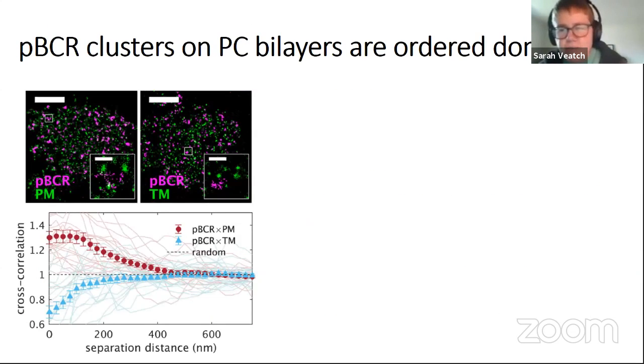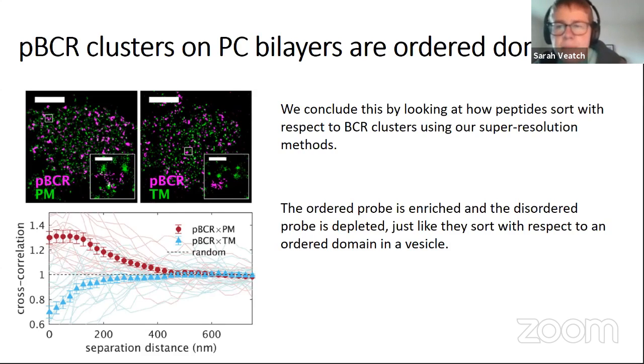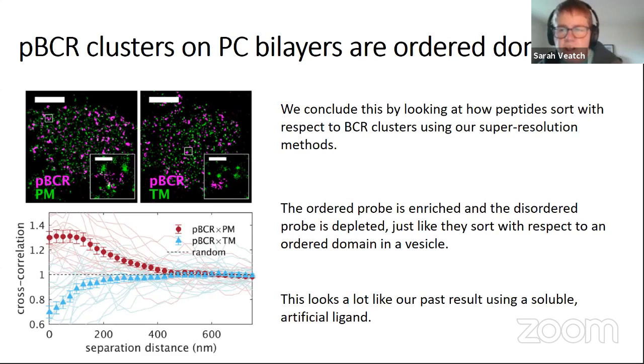Okay, so now we have a natural ligand, which is great. We can settle our cells and do the same experiment we did before. And we get the same result, which is nice. So we can look at sorting of minimal peptides that mark ordered and disordered domains in vesicles. And they do sort with respect to these now tyrosine phosphorylated BCR clusters, is what we're labeling. The ordered probe is enriched in these clusters and the disordered probe is depleted, just like they would sort with respect to an ordered domain in a vesicle. And right, this is qualitatively the same as we saw before.